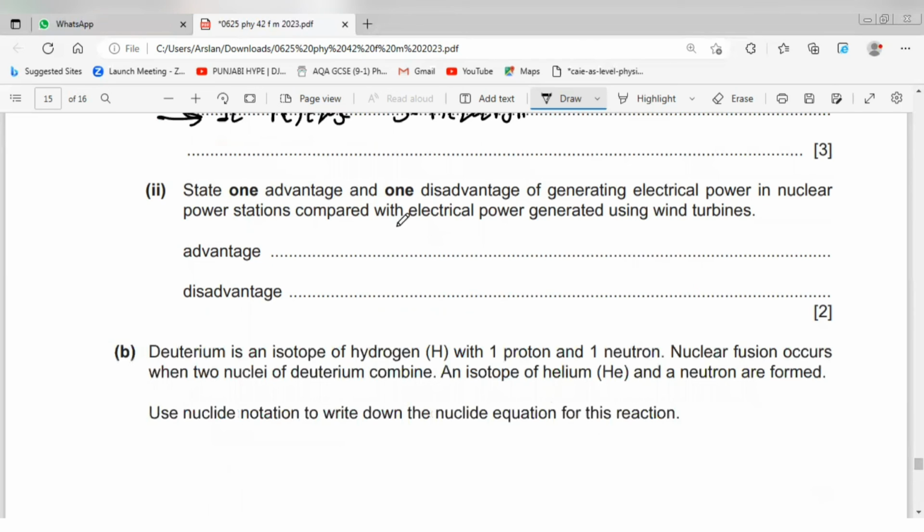State one advantage and one disadvantage of generating electrical power in a nuclear power station compared with electrical power generated in a wind turbine. One advantage is that electricity or power is generated without noise pollution, and one disadvantage is that it's non-renewable.